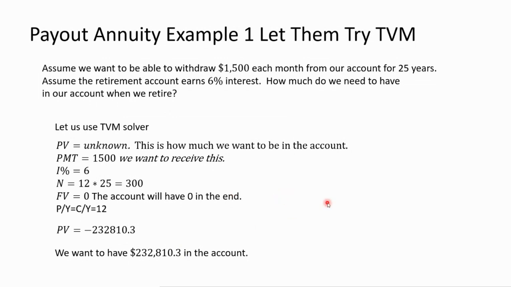Any questions on this? Because next we're going to work with loans.